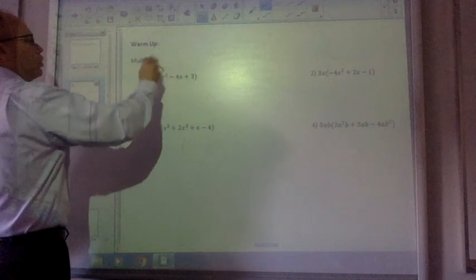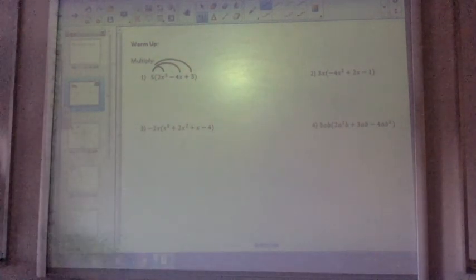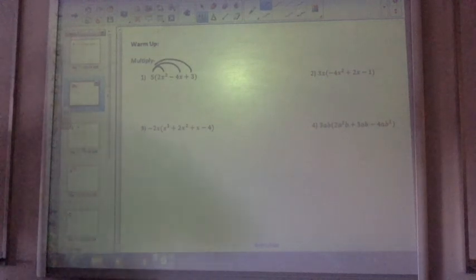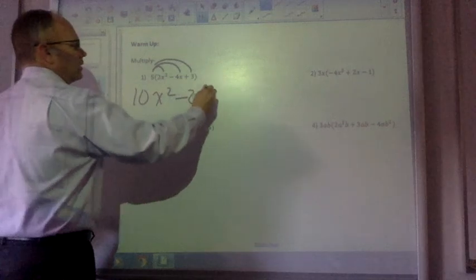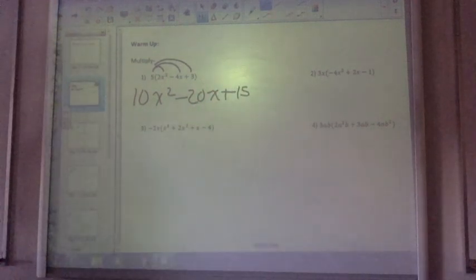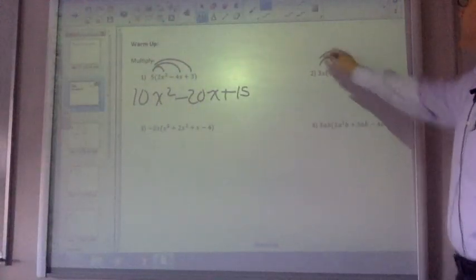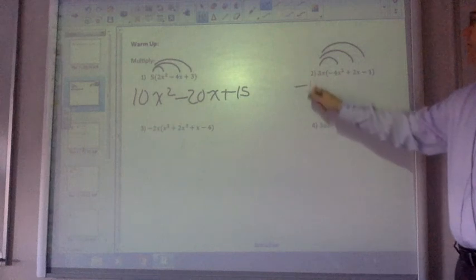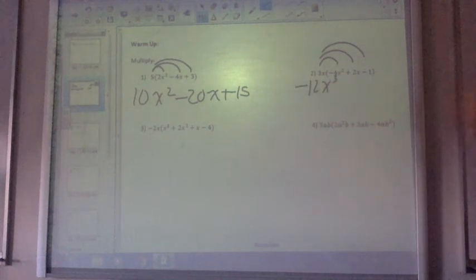All right. Here we go. So let's distribute over the parentheses. We've been working on this. Eventually, we're going to work backwards from this. So this gives me 10x squared minus 20x plus 15. That's it. Okay, we've done this. The next one, if we distribute over 3x, I'm going to multiply, so I get negative 12x to the third. Remember when you're multiplying like bases, you add the exponents.